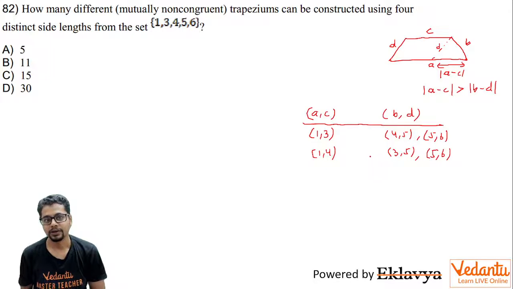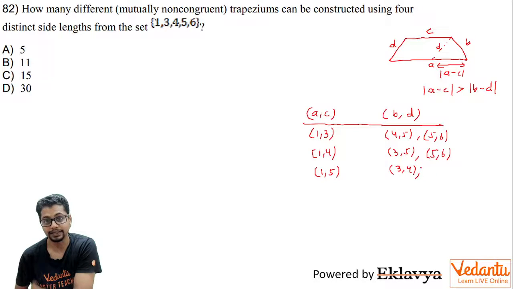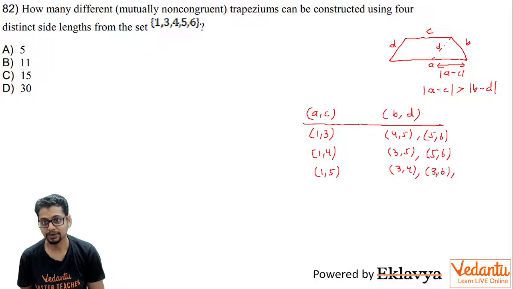Now what if I have 1 comma 5 here, that means the difference is 4. So you can have 3 comma 4. The difference of B and D should be less than the difference of A and C. You can even have 3 comma 6, because 6 minus 3 is 3 and 5 minus 1 is 4, and you can also have 4 comma 6. So what if A and C are 1 comma 6? Then B and D can be 3 comma 4, 3 comma 5, 4 comma 5.